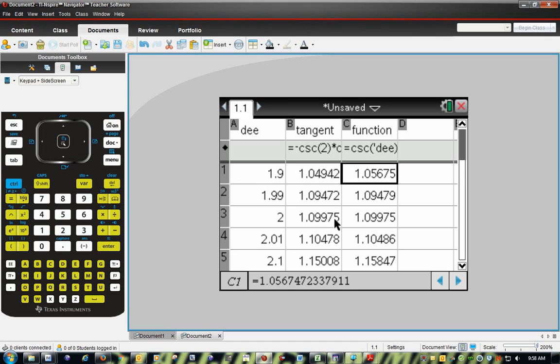The 1.9 is kind of far off, even though we're talking in the hundredths column. Actually, it's farther off in the thousandths column. It's like 0.00732 difference. So it's not that far off. At 0.99, it looks pretty spot on. At 0.2, it's spot on. 0.201, it's spot on-ish. And it starts to vary a little bit as you're getting a little bit farther away from that.